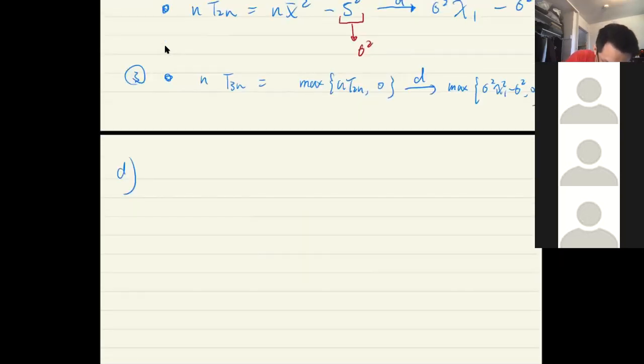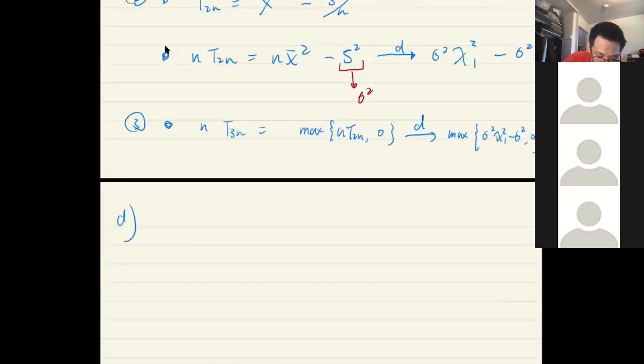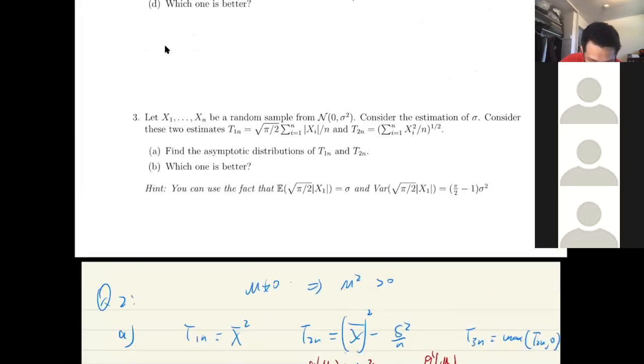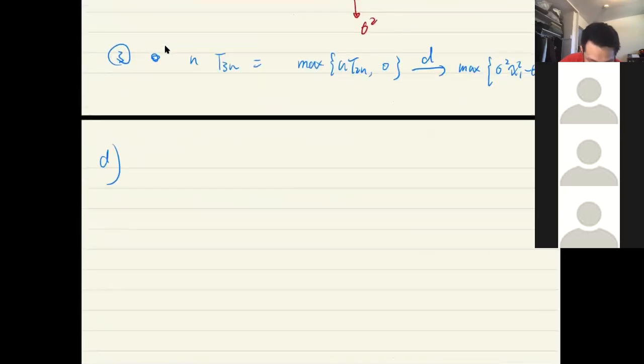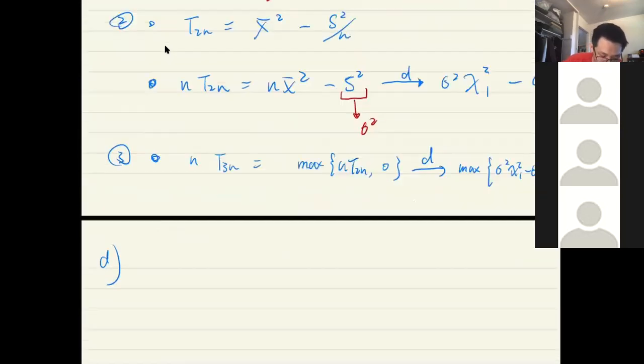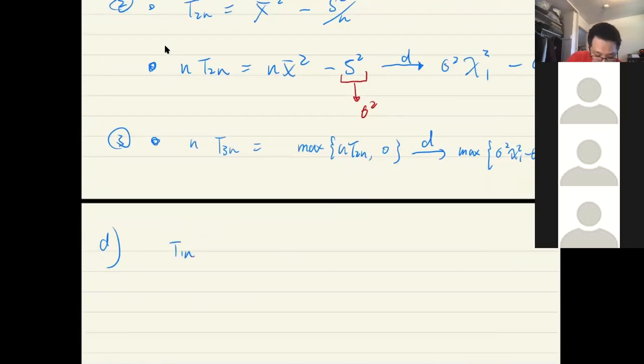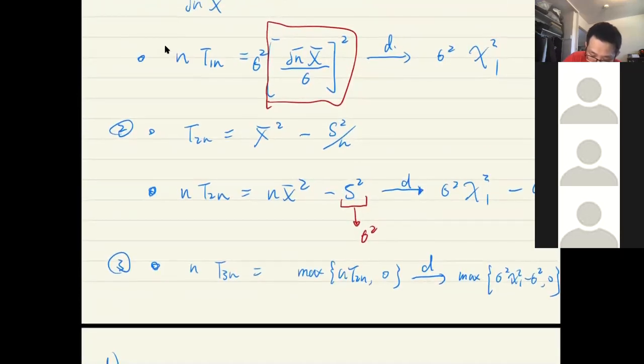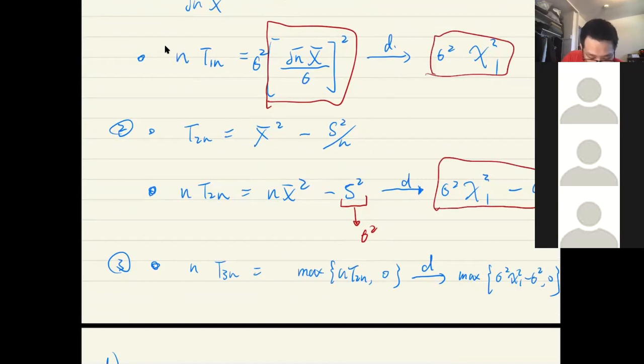Okay, so for a way to measure the performance of the estimate, I would say this one is better than this one because this estimate, you can see the chi-square is always positive.